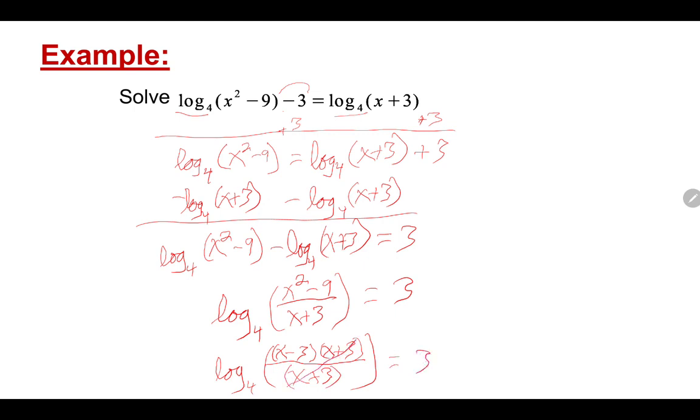This cancels off. That's equivalently 1. 3 over 3 is 1, and x plus 3 over x plus 3 is 1. So then this becomes log base 4 of x minus 3 is equal to 3. Well, now we're going to do the drop down and cross.